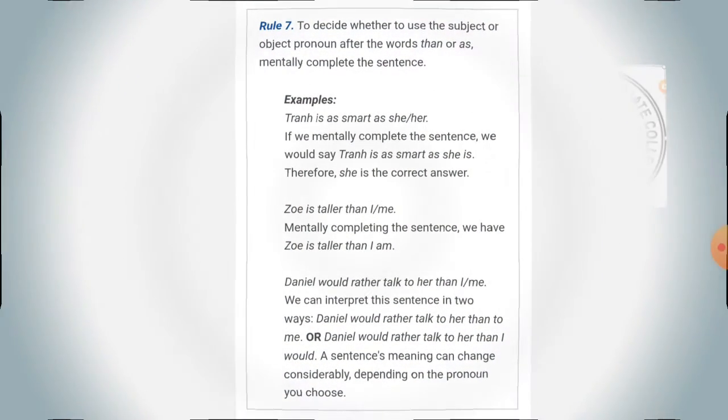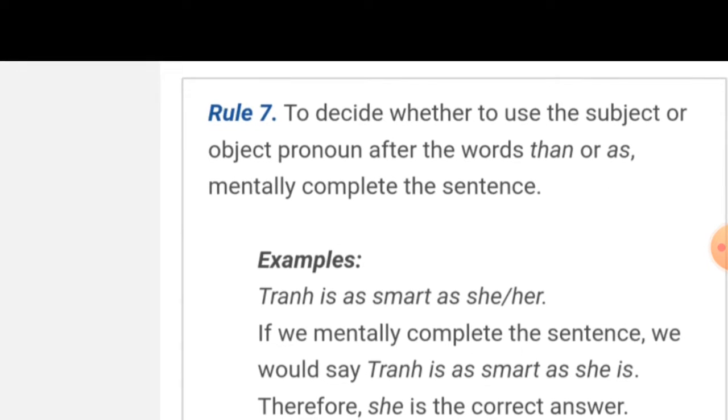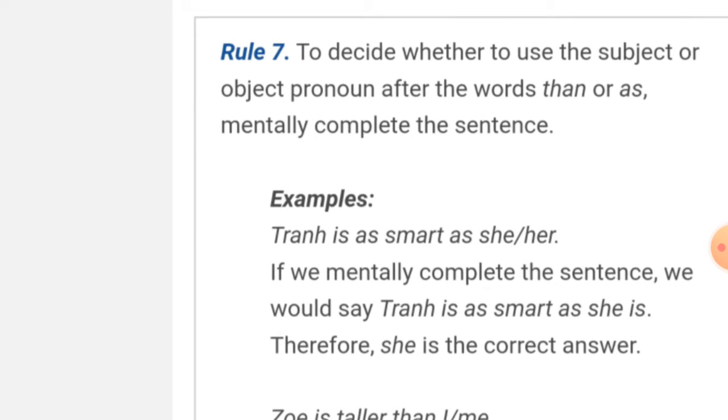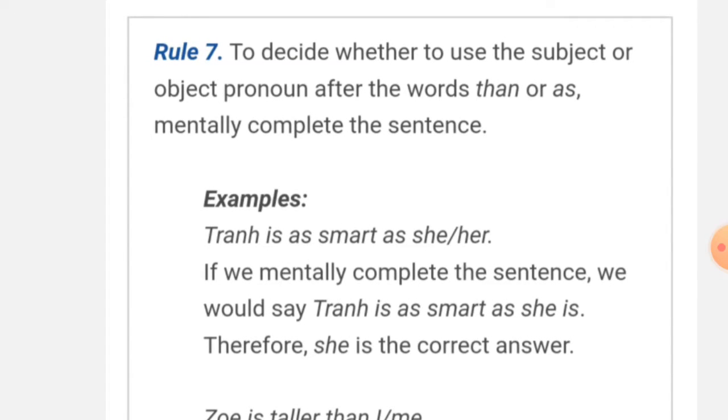Now we come to our 7th rule. To decide whether to use the subject or object pronoun after the words than or as, mentally complete the sentence. Example, Tarana is as smart as she or her. If we mentally complete the sentence, we would say Tarana is as smart as she is. Therefore, she is the correct answer.